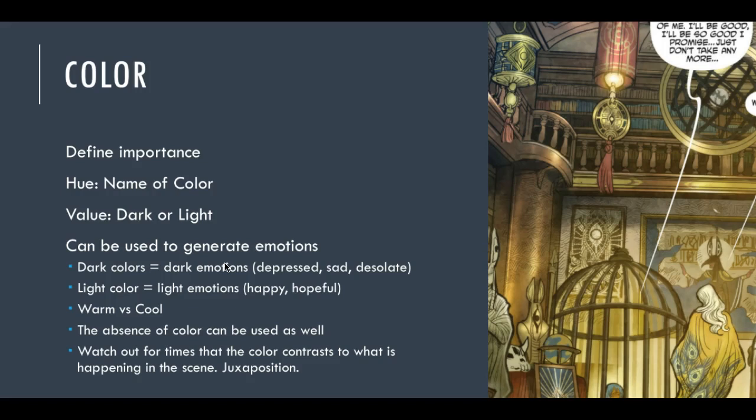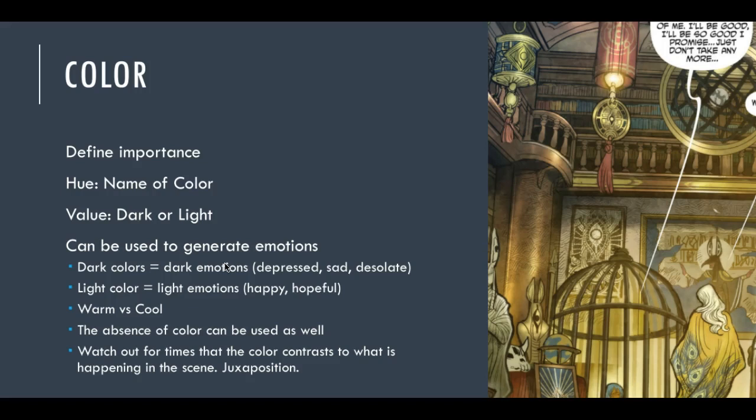Light colors, your pinks and your light blues can be happy or hopeful, or even luxurious, like in the picture here. So you have your warm versus cool colors. You can actually Google color wheels and you can see which colors are considered cool and which colors are considered warm. You would think purple is a warm color, but it's actually a cool color. I'd like to argue with somebody who can change that, but alas, I have not found that person. So if you want to Google color wheel, you can find out what colors are cool or warm as maybe part of your research as you're looking at the art here in Monstress.